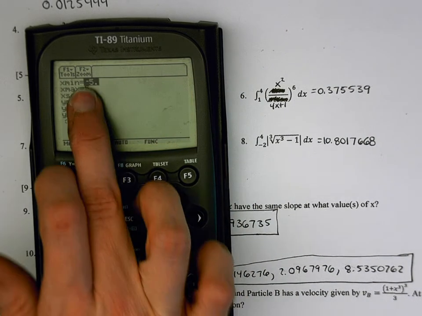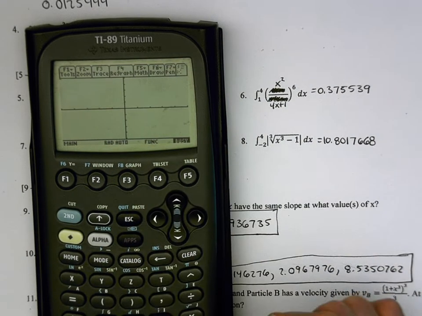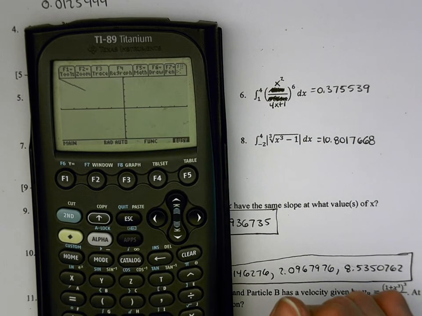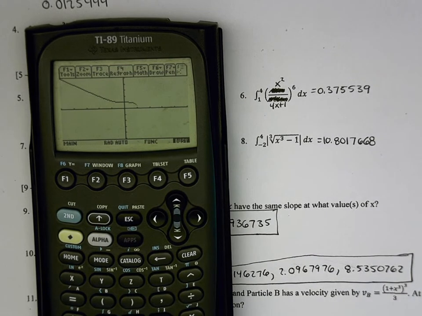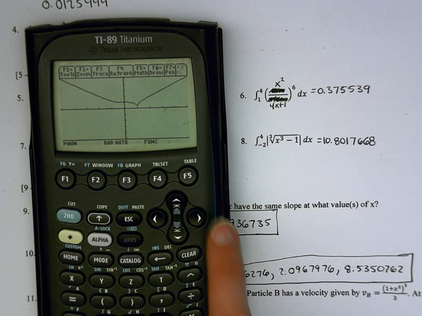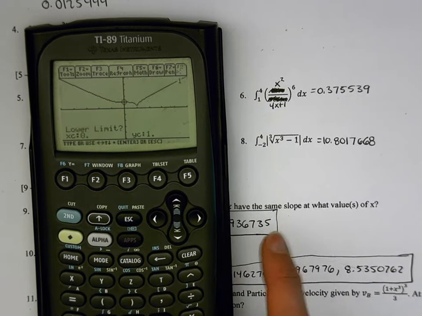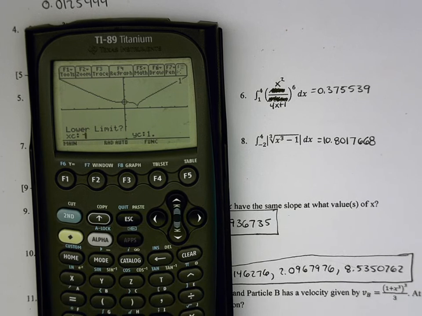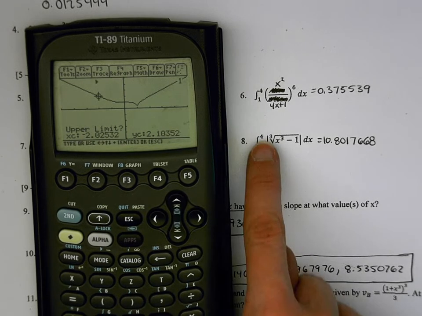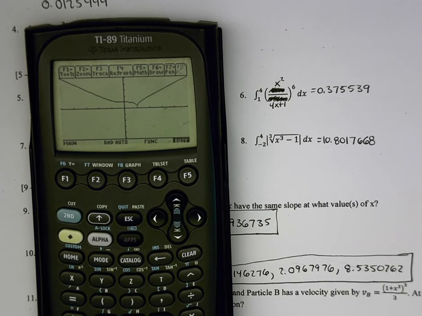Window again can be whatever I want as long as -2 to 4 is on it, which it is, -5 to 5, it's on there. So here's what this graph looks like. Okay, to do an integral, we're going to go under math again, which is F5. But this time we're going to do integrate, number 7 down there. It's going to ask you for your lower bound, which in this case is -2, your upper bound, which is 4, and it calculates it.